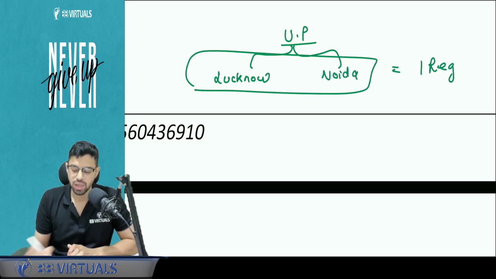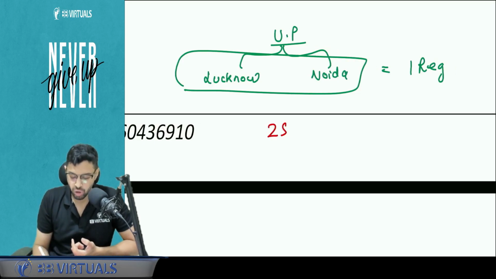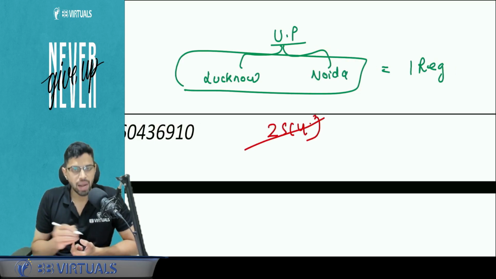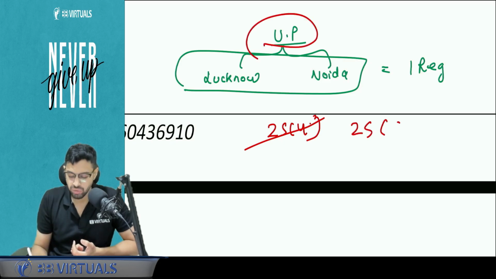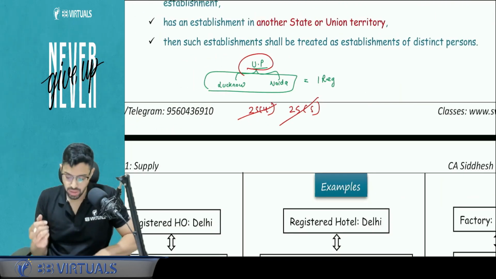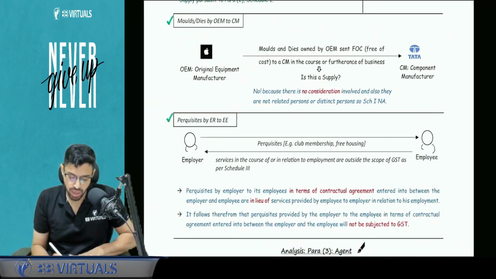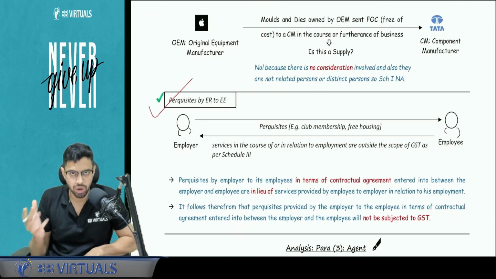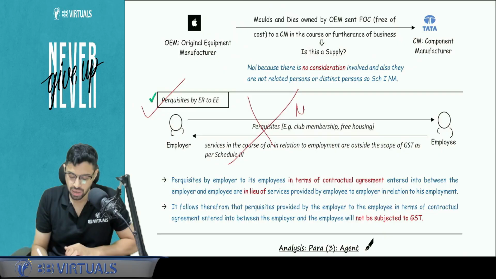GST registration. Is this a case of distinct person? Answer is no. Because I have one registration, 25.4 does not apply. And because it is in one state, 25 subsection 5 does not apply. Is this clear? Yes? Okay. Now, one more thing. Perquisites I have already covered. Perquisites are a part of the salary contract, contractual obligation. So no GST here. Yes?